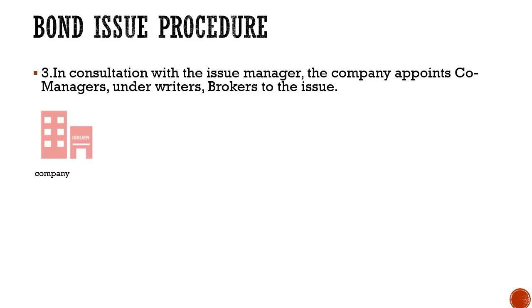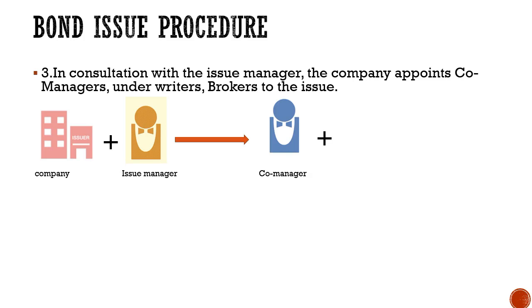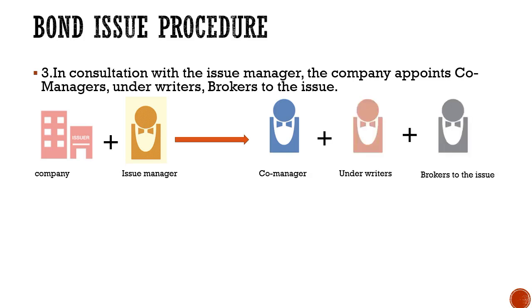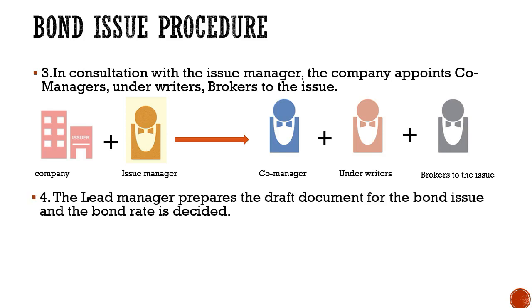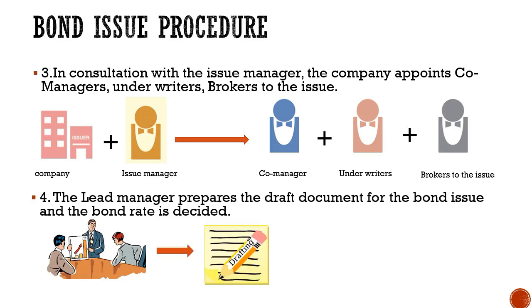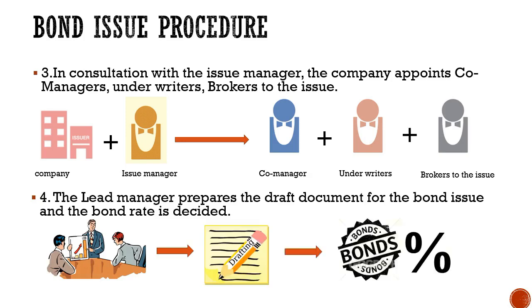Third, in consultation with the issue manager, the company appoints co-managers, underwriters and brokers to the issue. Step number 4, the lead manager prepares the draft documents for the bond issue and the bond rate is decided. So the lead manager will draft the documents for issuing the bonds, and decide the rate at which the bonds will be issued.